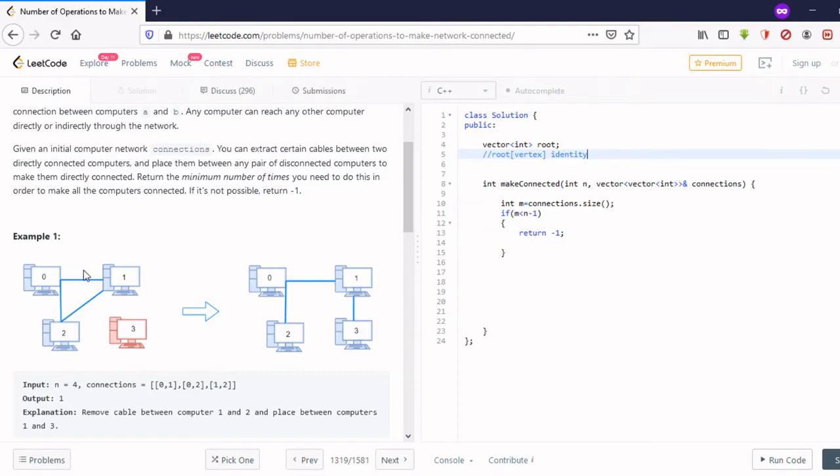If we see in the example, then supposing we take 0 as the base root for this connected component, then root of 0, root of 1 and root of 2 will all be equal to 0. So let's initialize this root.